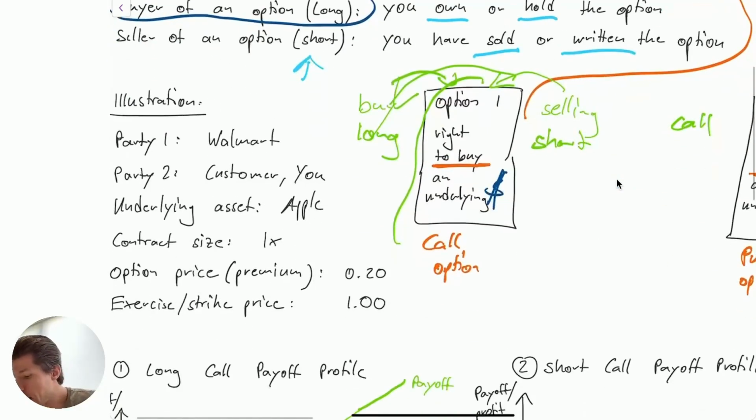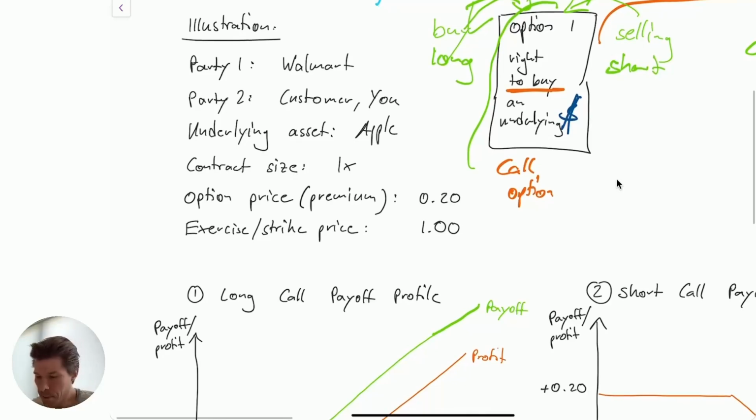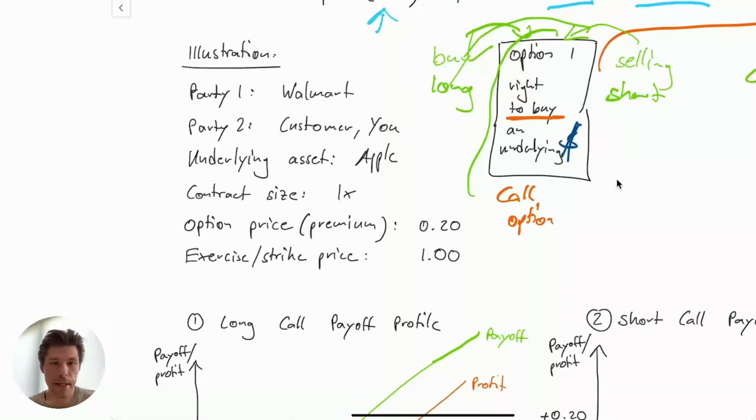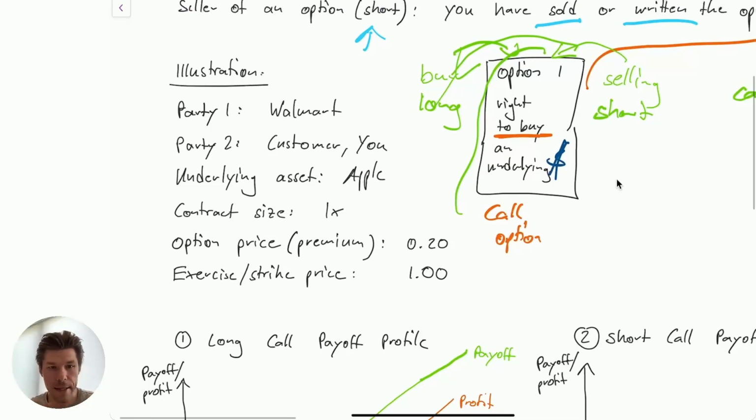Let's do a very simple example. Let's assume there are two parties. One party is selling, the other party is buying. Let's say party 1 is Walmart or any supermarket, and party 2 is the customer, is you. Our underlying asset, as you know, with options can be anything: stocks, commodities, cash, interest rates, whatever it is. Our underlying asset is an apple. Our contract size is 1. So we're talking about 1 apple, not 10, not 100, 1 apple.